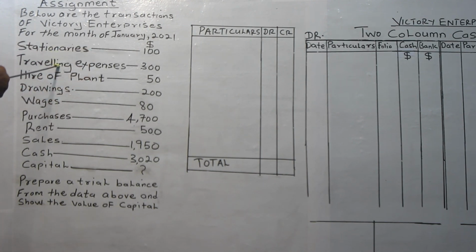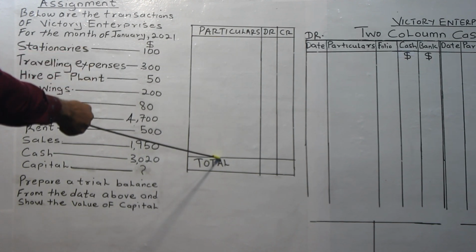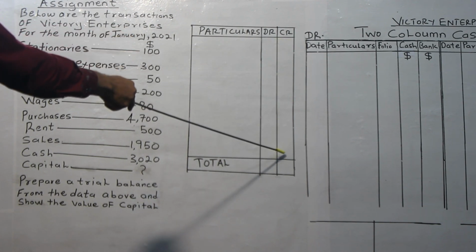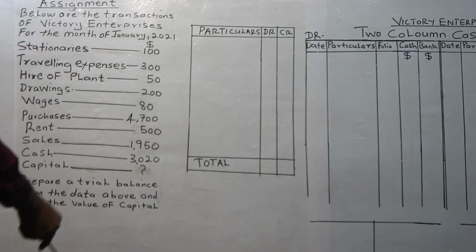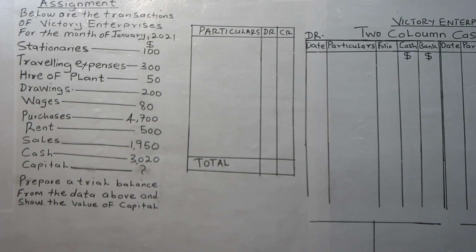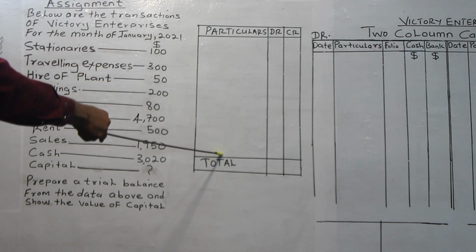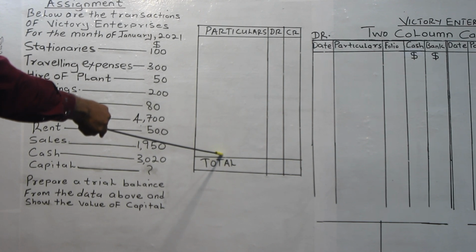So, stationery, traveling expenses, hire of plant, drawings, wages, purchases, rent, sales, cash, and capital. We will write all of them inside the particulars column and attach the figures that are involved, depending on whether the account is a debit account or a credit account. Thereafter, we shall look for the value of capital. So we pick all the accounts and post them to the particulars area. So we write the whole account here.